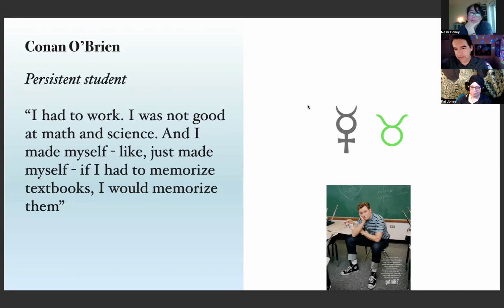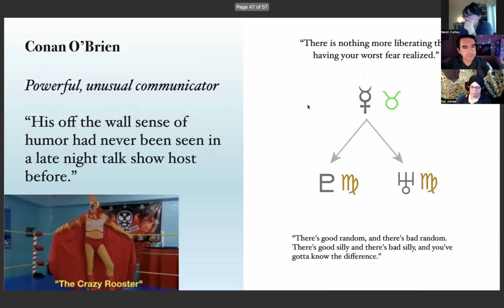He went to Harvard. He's incredibly smart, but Mercury in Taurus. So this is a quote from him: "Had to work. I was not good at math and science. I just forced myself to memorize textbooks if I needed to." Kind of surprising. This is the guy who wrote for The Simpsons. He can improvise just like that, but he's worked at his craft. He earned it over time.